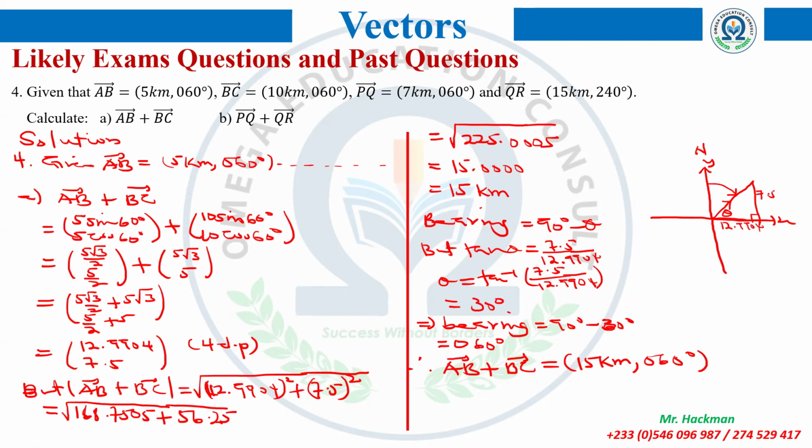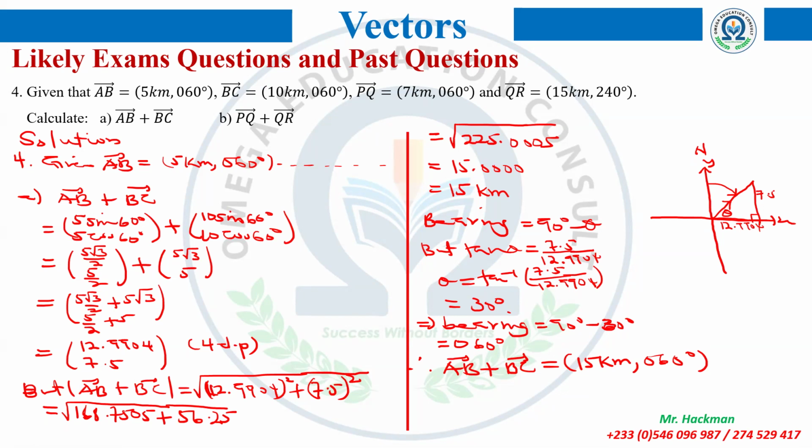Okay, so if we were supposed to do this, vector PQ plus vector QR will be equal to vector PQ in terms of column, which will give us 7 sin 60, then 7 cos 60, plus vector QR in terms of column, which will give us 15 sin 240 degrees, then 16 cos 240. You deal with it the same way as we have here. All correct.